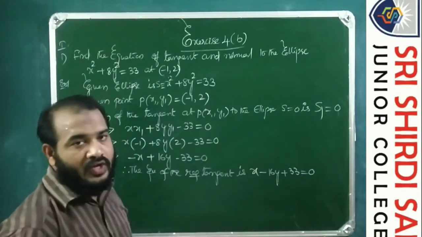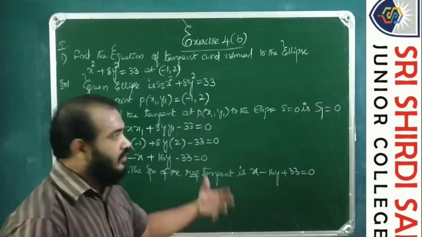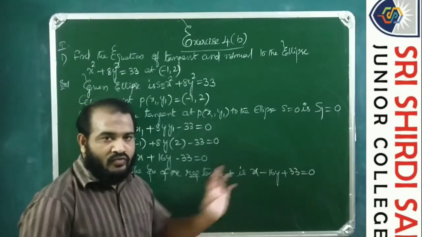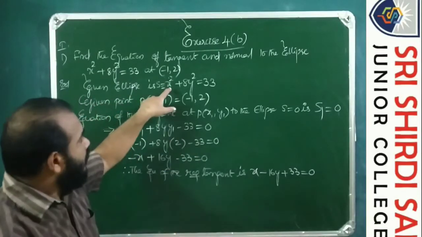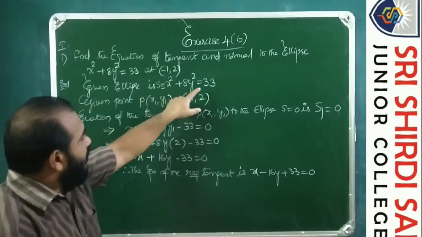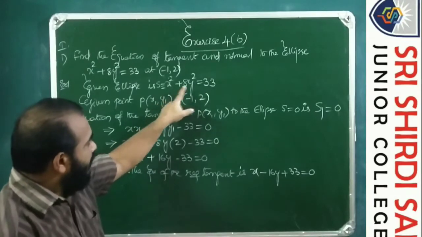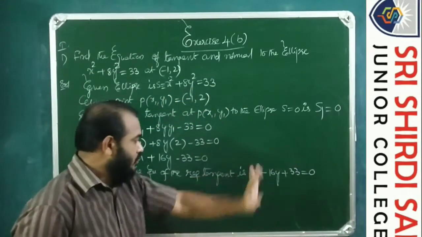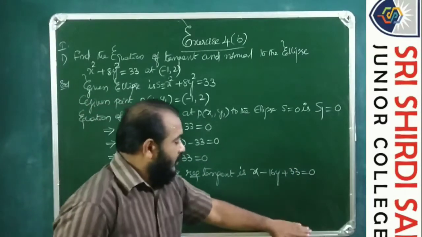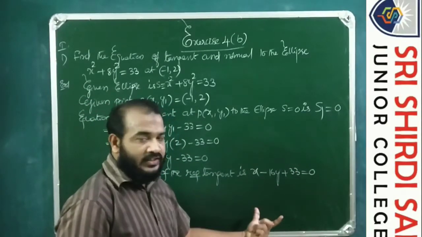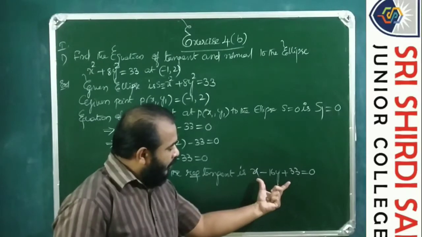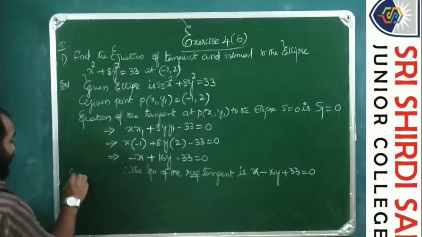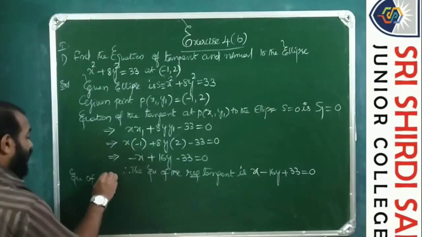And the equation of the normal: there is no need to use the formula a square x by x1 minus b square y by y1 equals a square minus b square. The ellipse can be written as x square by 33 plus y square by 33 by 8 equals 1 and so on. But the normal is perpendicular to the tangent. What is the perpendicular equation of this? So now the equation of the normal.